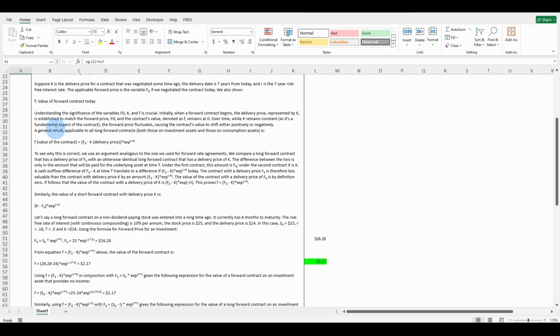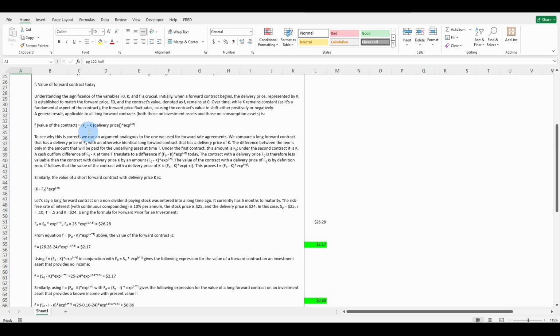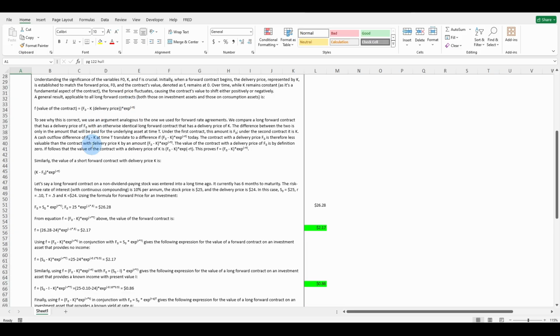A general result applicable to all long forward contracts, both those on investment assets and those on consumption assets, is f equals F0 minus K, times e to the power of minus RT. To see why this is correct, remember, f is the value of the contract. We use an argument analogous to the one we use for forward rate agreements.